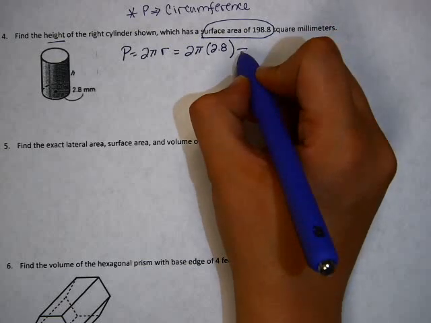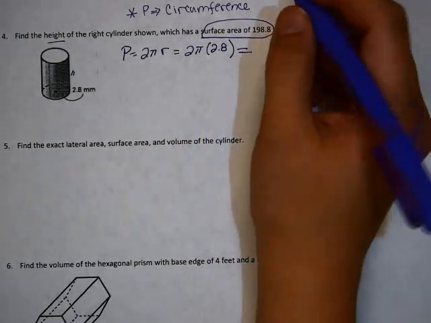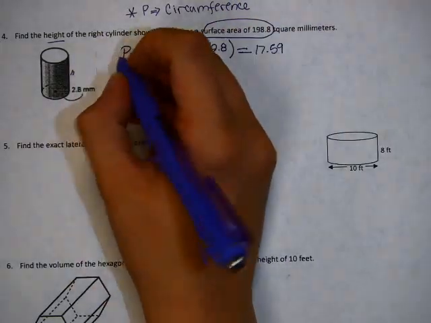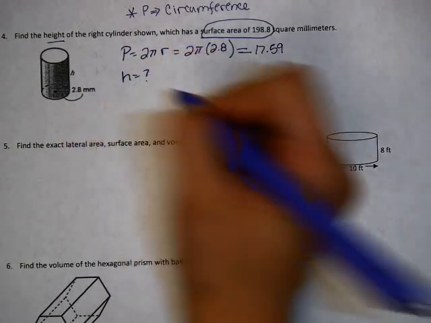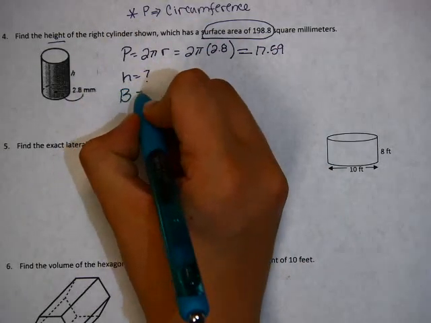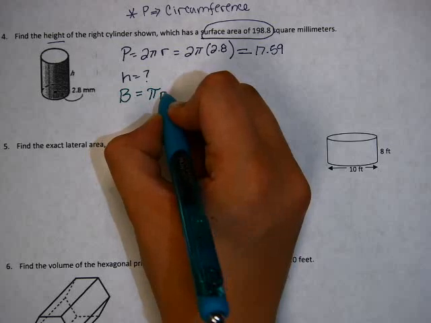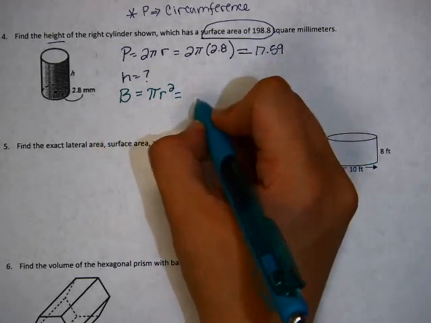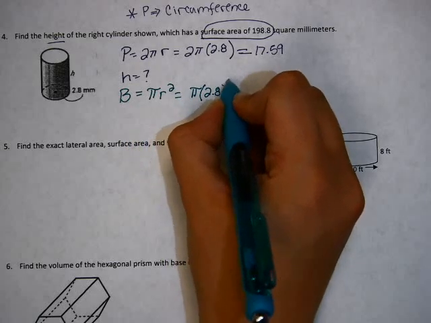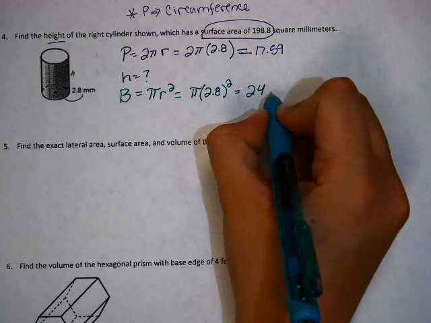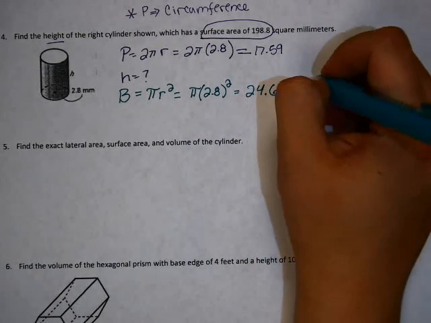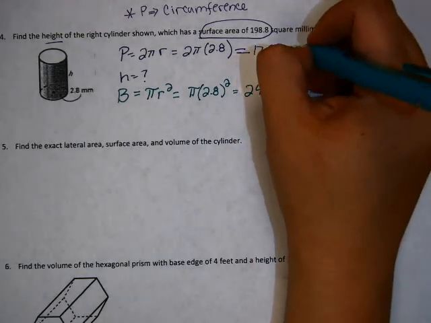Okay, so perimeter is 2 pi r, and our radius is 2.8, so 2 pi times 2.8. And let's go ahead and multiply this out. We get 17.59 for the perimeter. The height we don't know, so we're trying to find the height. The area of the base, because it is a circle, is pi r squared. So let's go ahead and multiply this out. Pi times 2.8 squared. And let's go out 2 decimal places, so 24.63 millimeters squared. I forgot my millimeters up here.